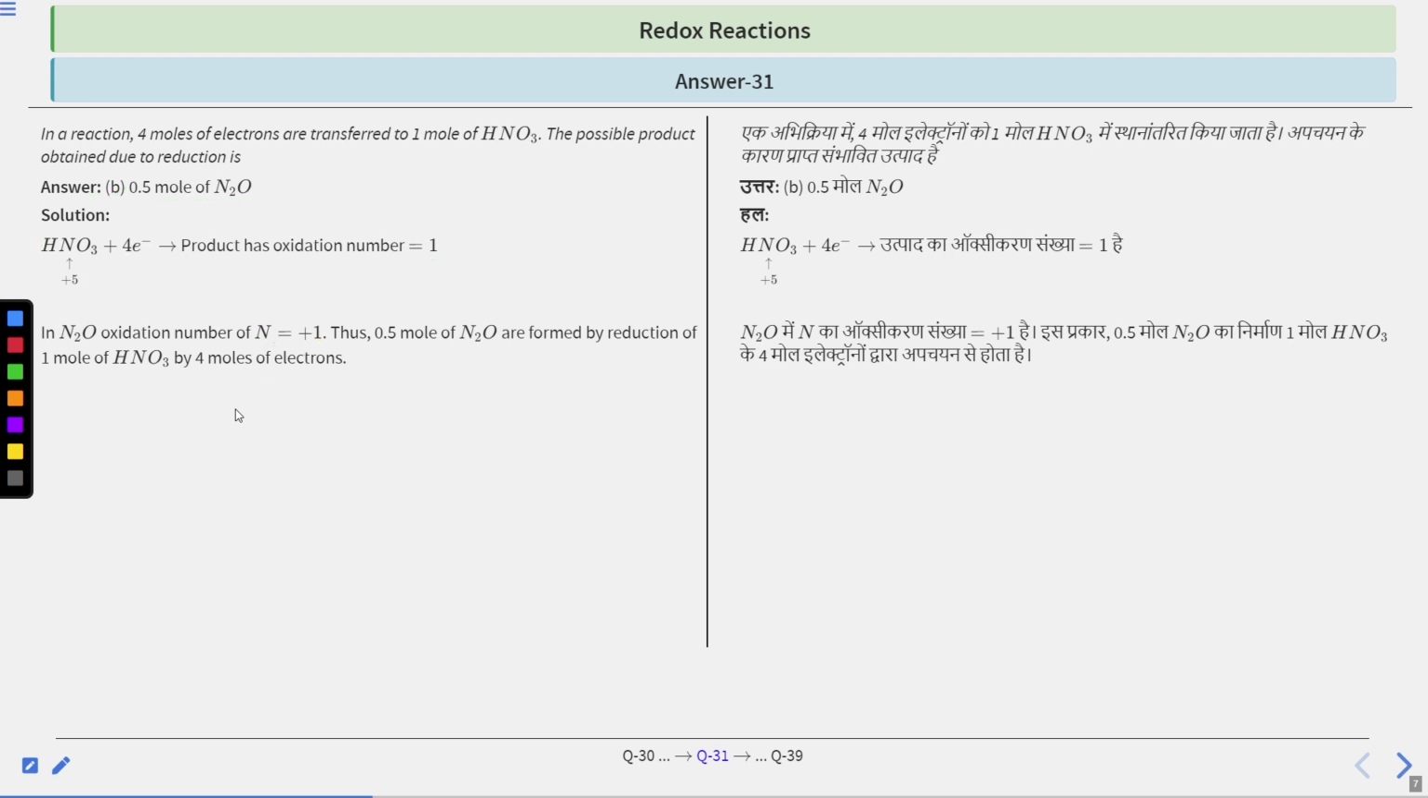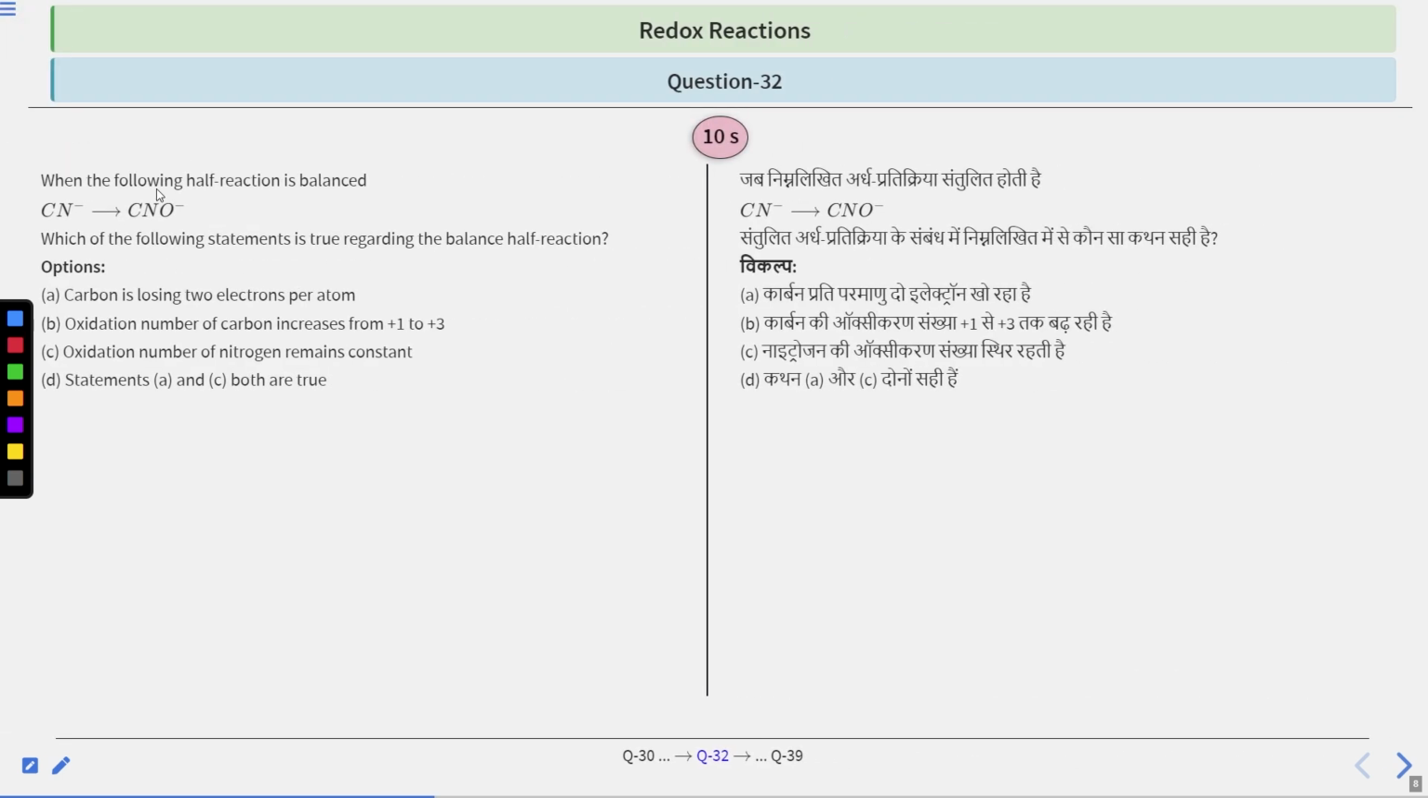Okay, let's move to the next question. Question number 32. When the following half reaction is balanced, which of the following statements is true regarding the balanced half cell reaction? We have to find the true statement from the options based on the given half cell, and we have to balance it. Okay, so after balancing, which statement is true?